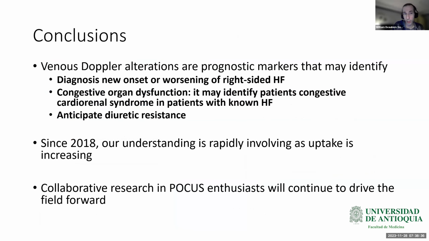So in conclusion, venous Doppler alterations are a prognosis marker. They can be used to identify new onset or worsening of right-sided heart failure. They can be used to determine if we have congestive organ dysfunction, particularly kidney cardiorenal syndrome. And they could probably also anticipate diuretic resistance. It is rapidly evolving since 2018. And we hope that through collaborative research, we continue to drive the field forward, and that POCUS will help our patients.